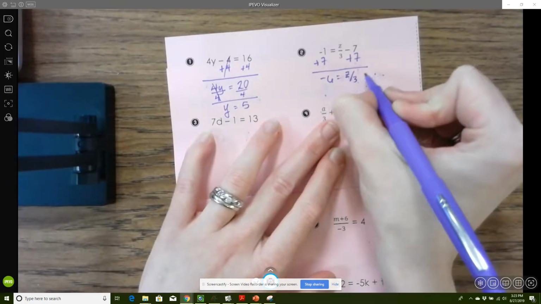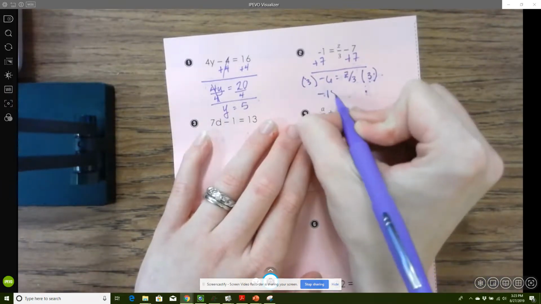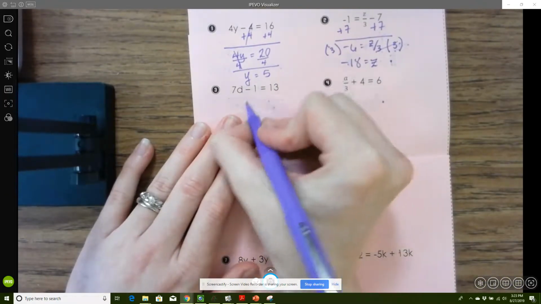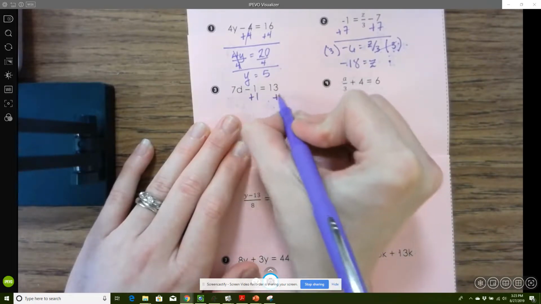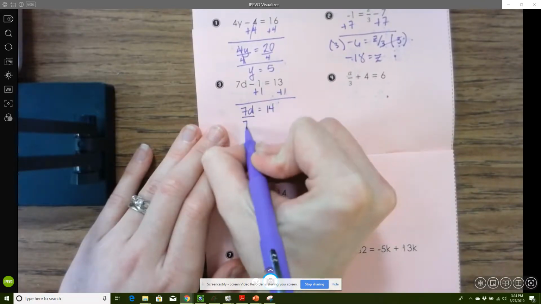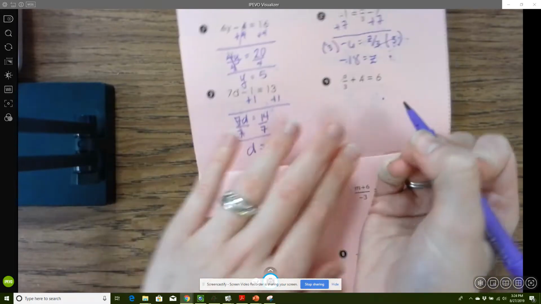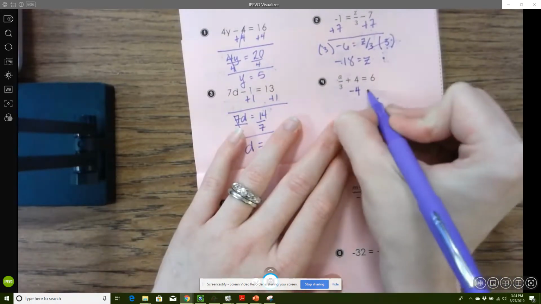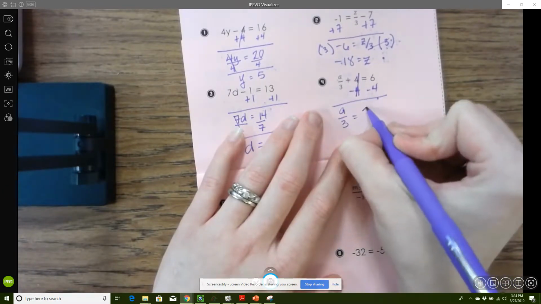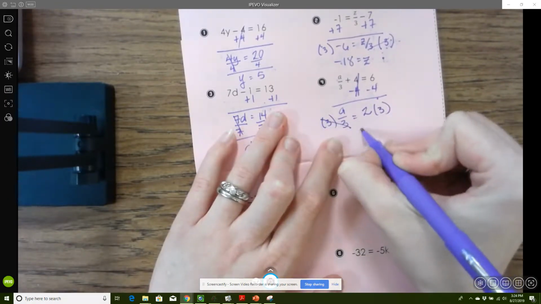And then z is being divided by 3, so I would multiply both sides by 3. This cancels. And then here we would add a 1 to both sides. And then divide both sides by 7. And then here we would subtract 4 from both sides. Those cancel. And then we would multiply both sides by 3, so those would cancel.